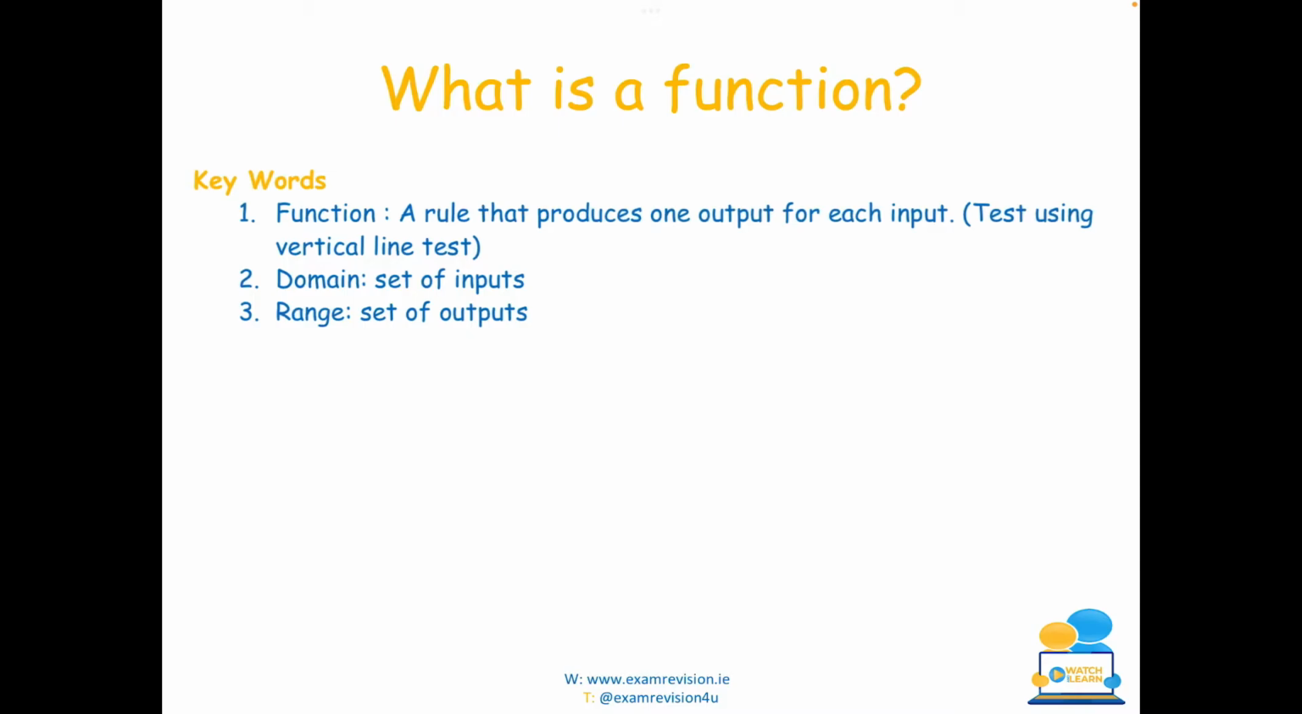So these will be 3 key words you need to know with regards to functions. The function is the rule that produces one output for each input. We can test this using a vertical line test. The domain is the set of inputs, so all of the inputs into the function. And the range is the set of outputs, everything we get out of our function.